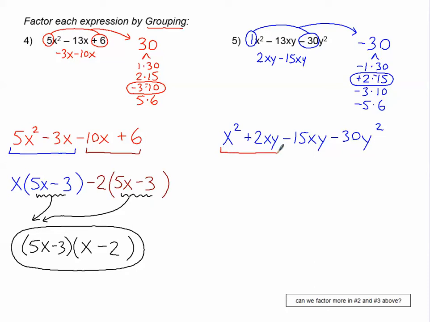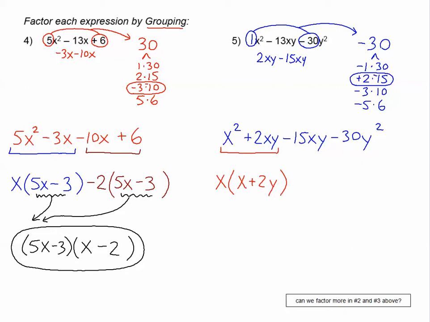I'm going to group my first two terms together. What's common here is just an x. I'm going to pull out an x from those two terms. X squared divided by x becomes x. I see a plus sign come down. 2xy, if I take out the x, I'll be left with the 2 and the y.